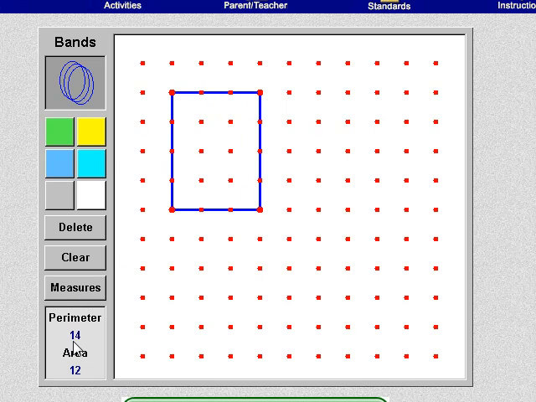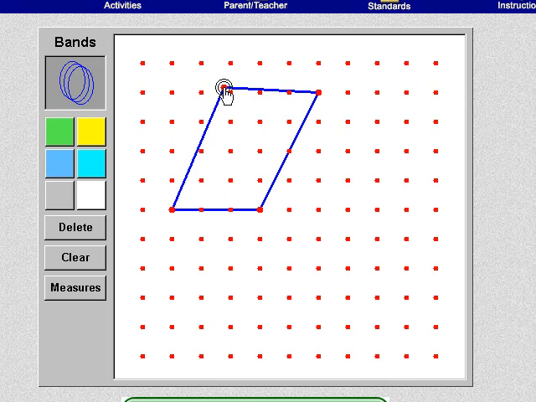Now you can click on measures here and you can see that. The perimeter, that's the distance around, the length of the sides added together, and then we have an area of 12 square units. Now I'm going to change this slightly so that I make something called a parallelogram. A parallelogram is sort of like a rectangle in that its opposing sides are of the same length. So this side is the same length as this side. This side is the same length as this side. But it does not have 90-degree angles. It's a parallelogram because the sides, if you were to extend them, are parallel. They would never meet.